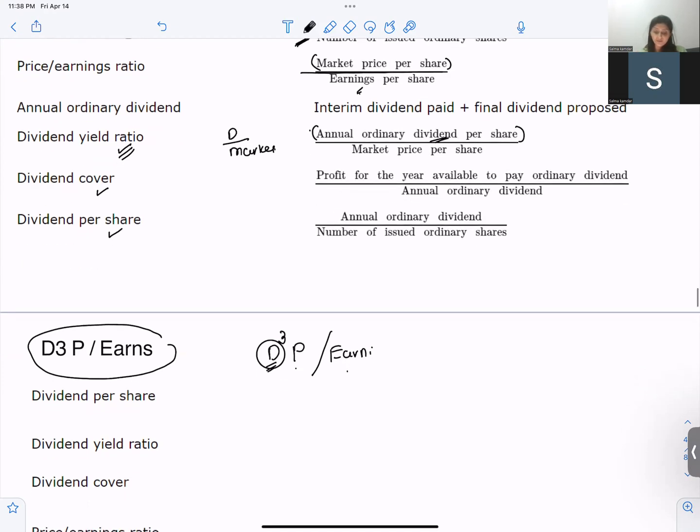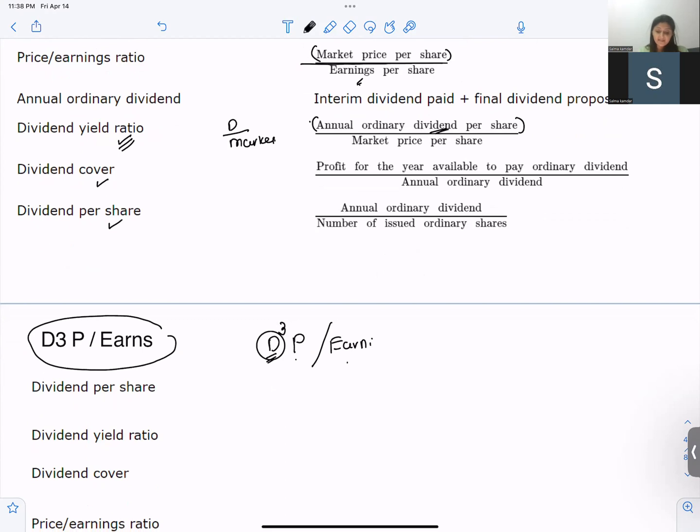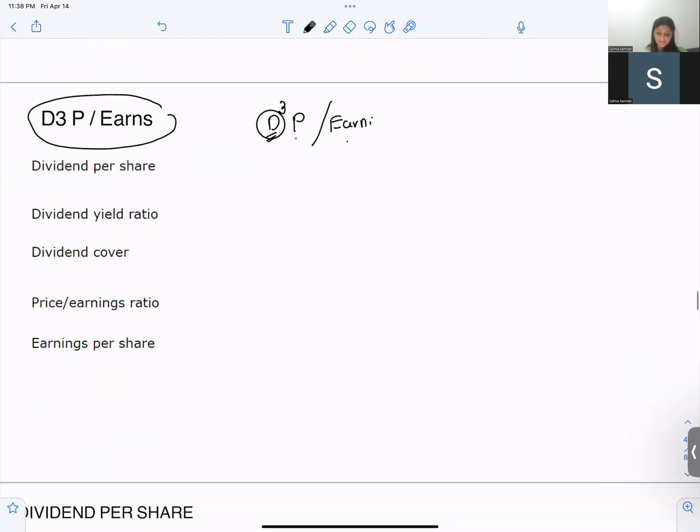Dividend cover ratio is found by using the formula profit that is available to pay ordinary dividend upon your annual ordinary dividend. And dividend per share is your annual ordinary dividend, that is your interim dividend plus your final dividend, divided by the number of shares that you have issued.